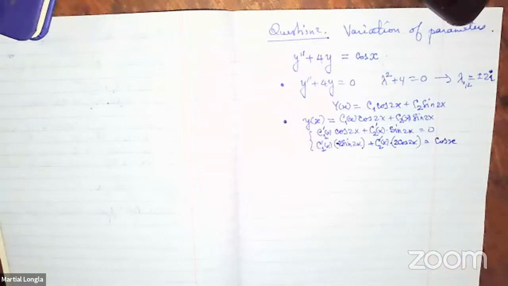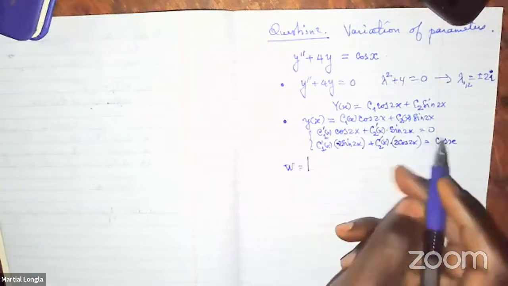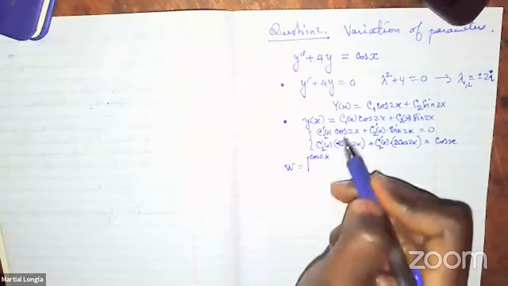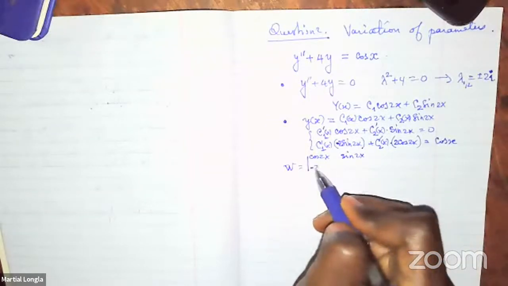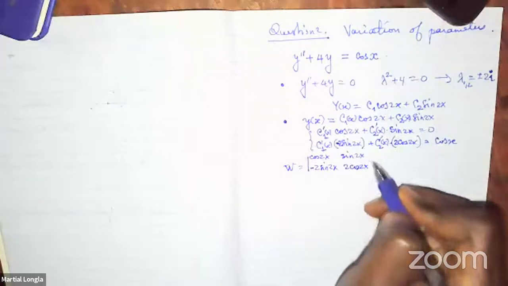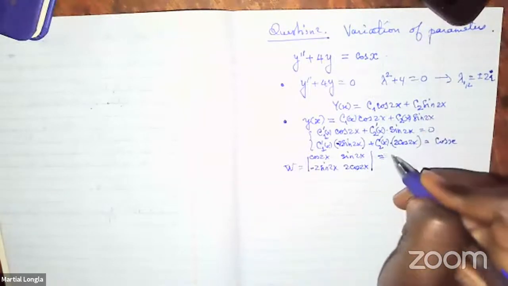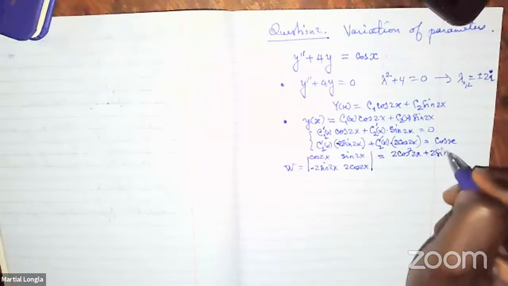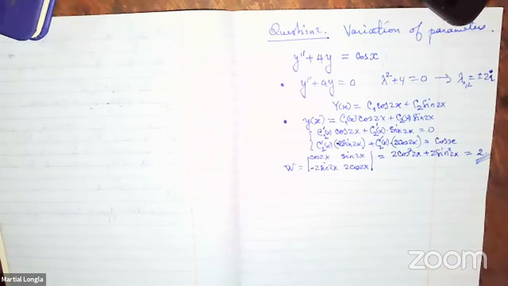That's it. And now to answer this, you do the Wronskian determinant, which is given as cosine 2x, sine 2x in the first row, and then negative 2 sine 2x and 2 cosine of 2x, obtained by multiplying the cross diagonals and subtracting. You get 2 cosine squared 2x plus 2 sine squared 2x. And this sum is equal to 2. So the Wronskian in this case is equal to 2.